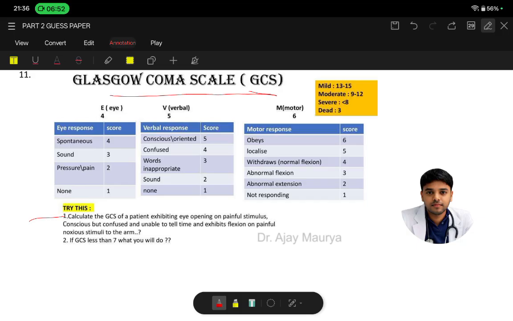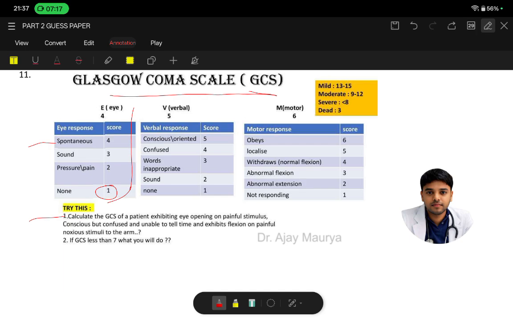If a patient comes to you and he is opening his eyes spontaneously, don't worry, it's going to be 4. If the patient opens his eyes to sound, it's 3, to pressure 2, and if not opening, 1. This is very simple. Everyone will know this one.